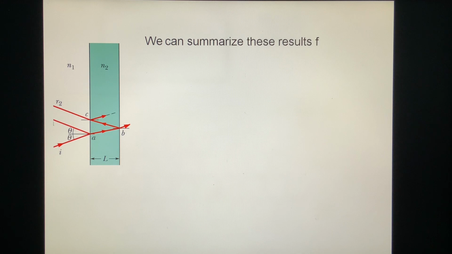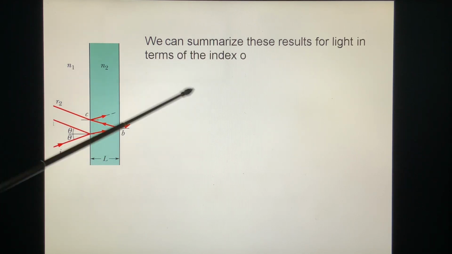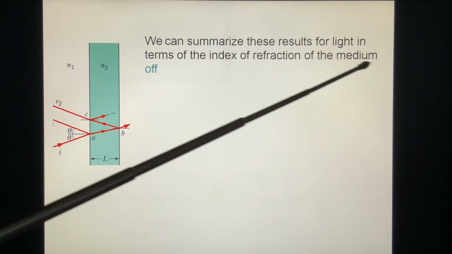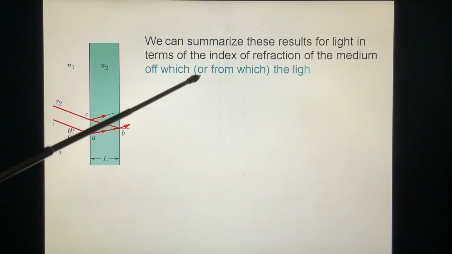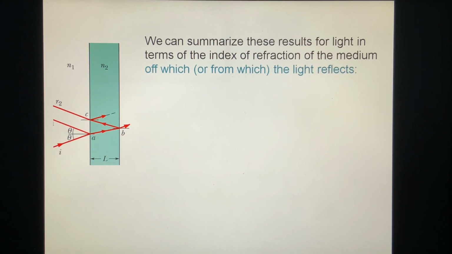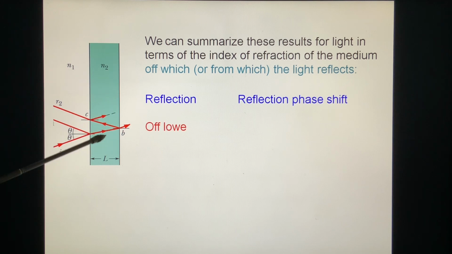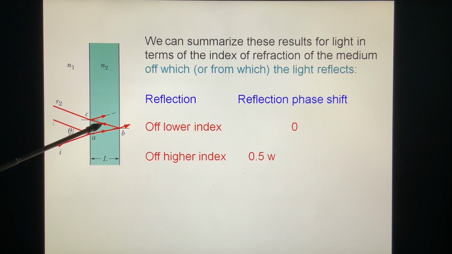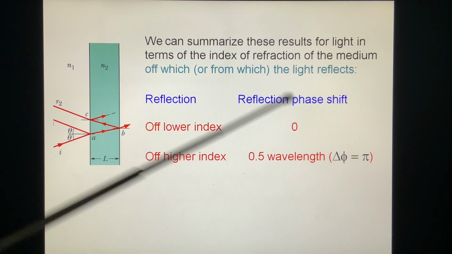We can summarize these results for light in terms of the index of refraction of the medium from which the light reflects. From above we know N2 is larger than N1. We look at this line: this line goes from a high index of refraction to a lower index of refraction. So it is reflection from a lower index, and this reflection does not have a phase change.